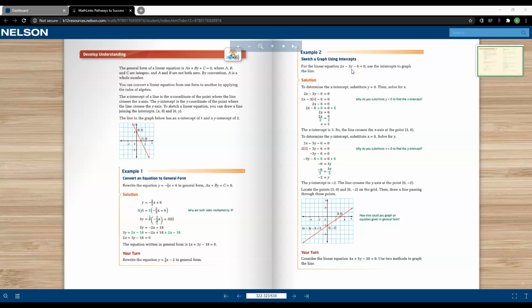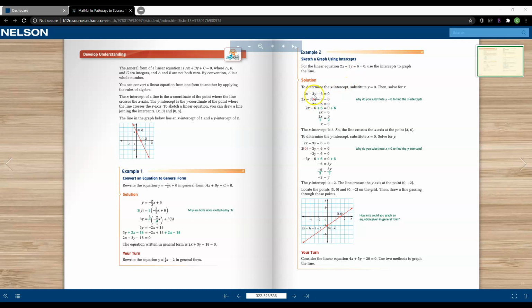So where does the x point hit on the graph when y is 0, which is just going to be on the horizontal line. So when you plug in 0 for y, and then you solve for x, you get the x-intercept, and that's what we do here. So determine the x-intercept by substituting y equals 0, then solve for x.